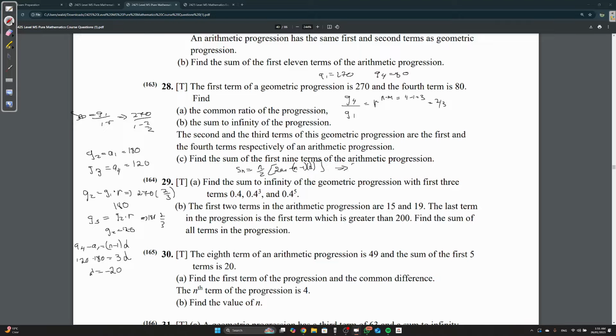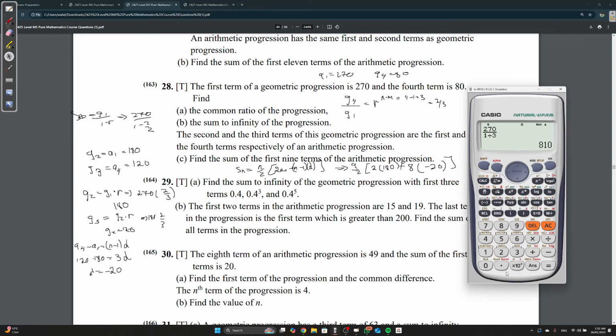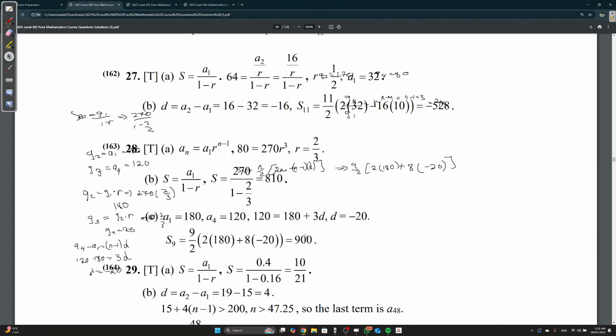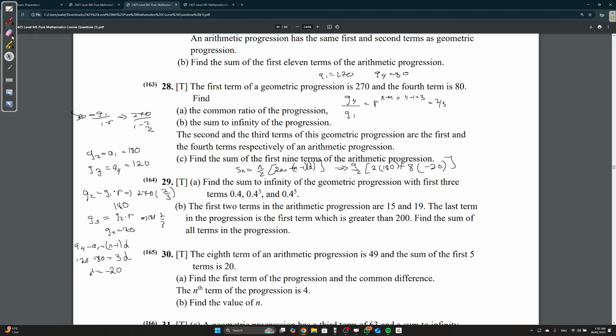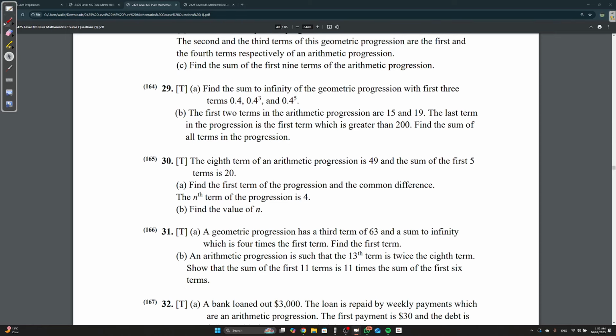Right? So it's going to be 9 over 2, 2 times a1, which we found here to be 180, plus n minus 1 d. So 9 minus 1, so 8 times d, which is negative 20. So let's see what we get. 360 minus 160 times 9 over 2. 900. Let's see, do we get 900? Yes. Question 29. Find the sum to infinity of the geometric progression.